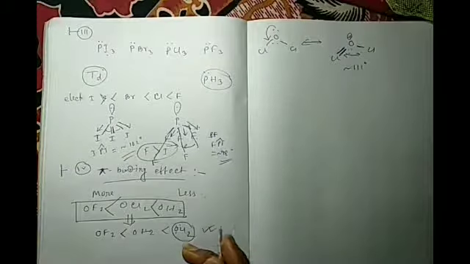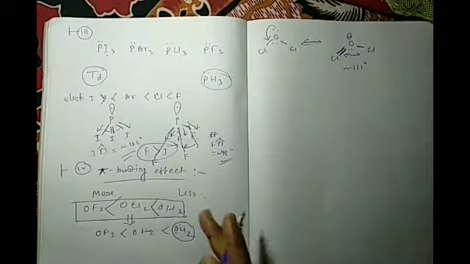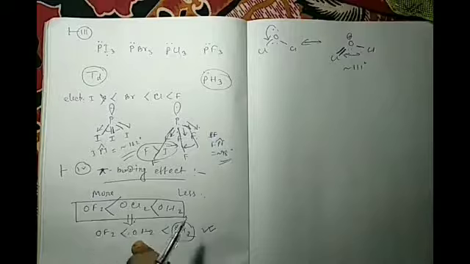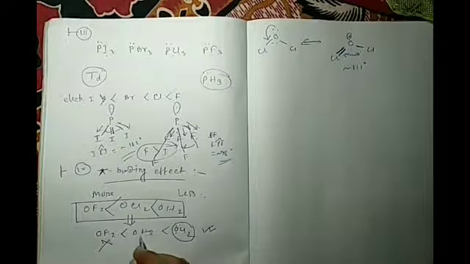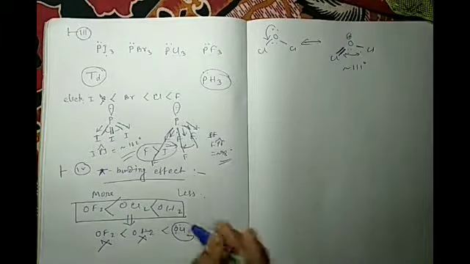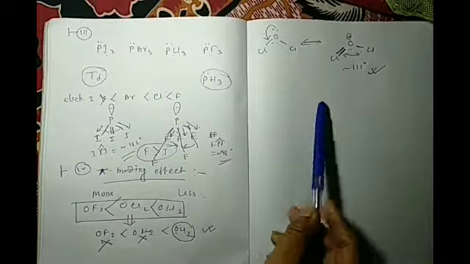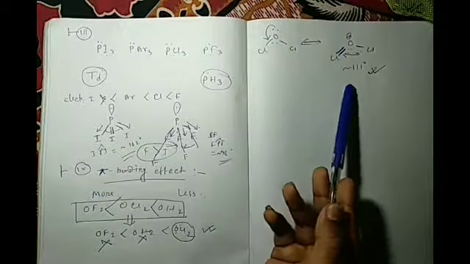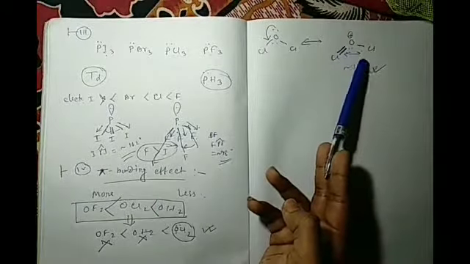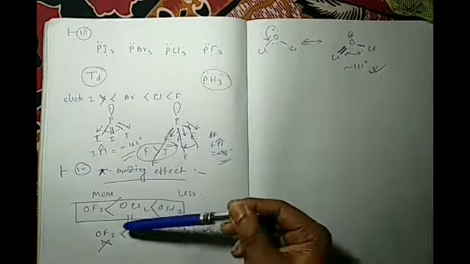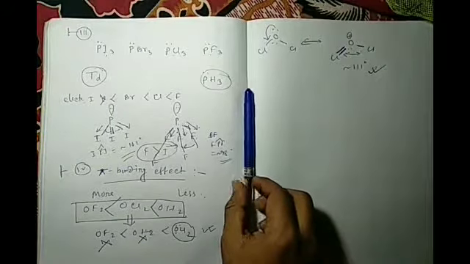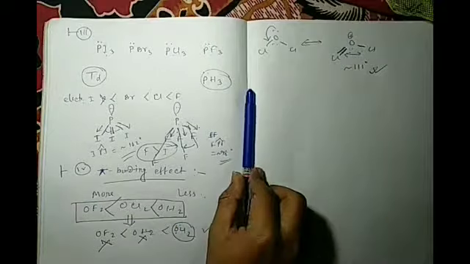Whereas no resonance occurs in the case of OF2 and OH2, so these two are out of this order. So the pi bond can change the bond angle. When resonance occurs, the pi bond forms and the bond angle becomes greater. In the case of OF2 and OH2, the bond angle does not depend upon resonance because they cannot participate in resonance.